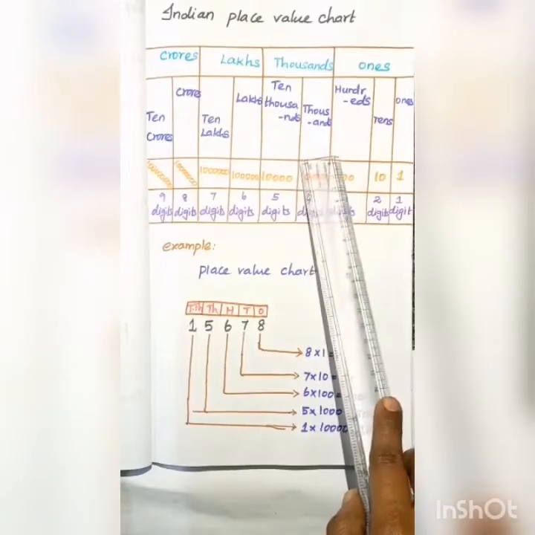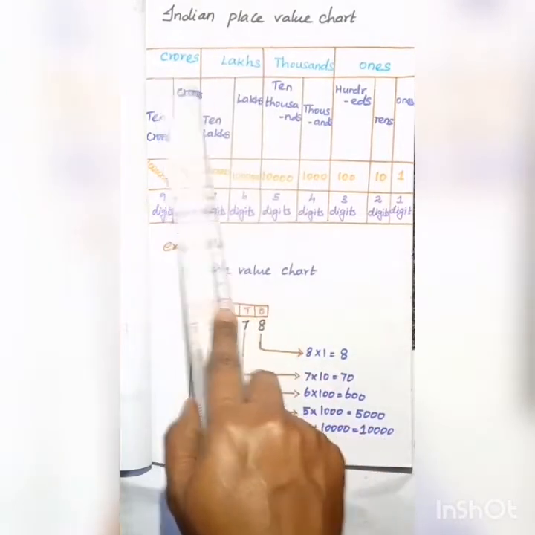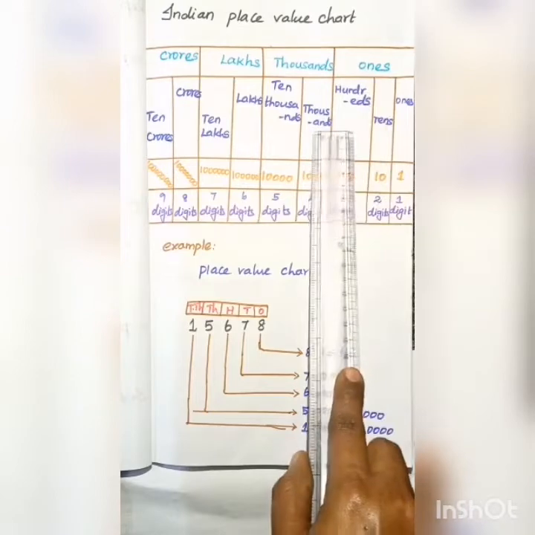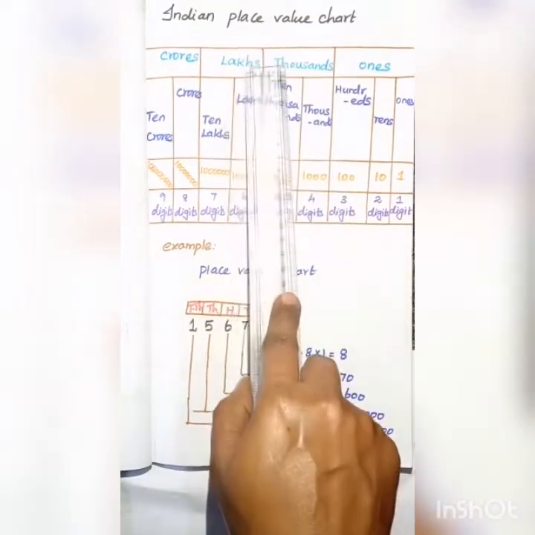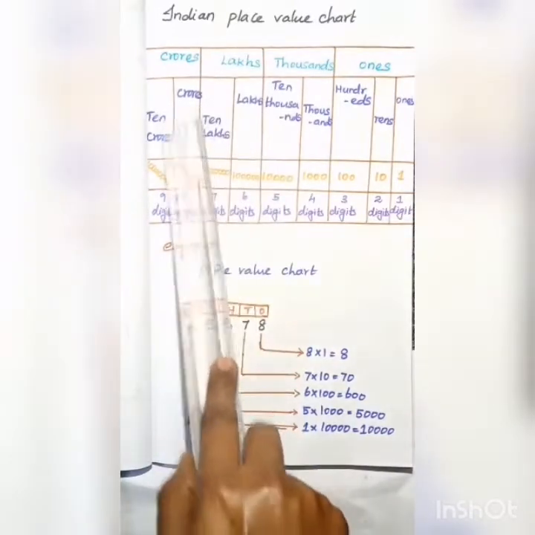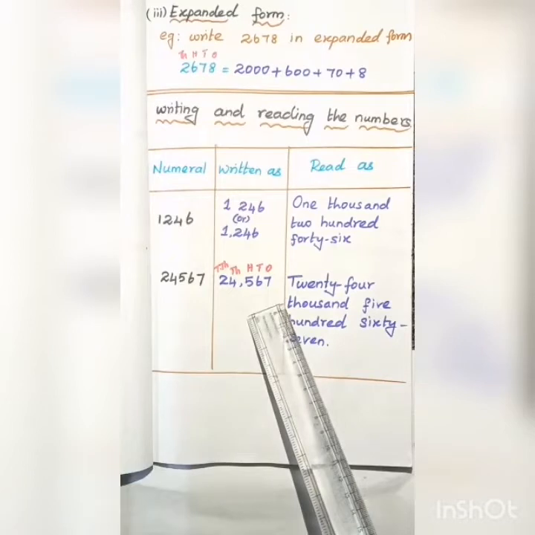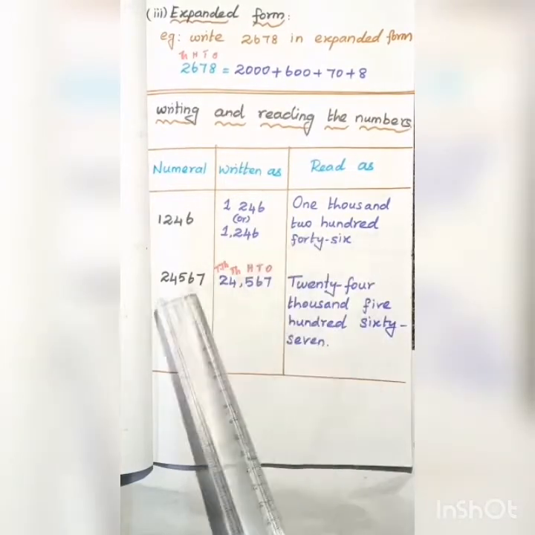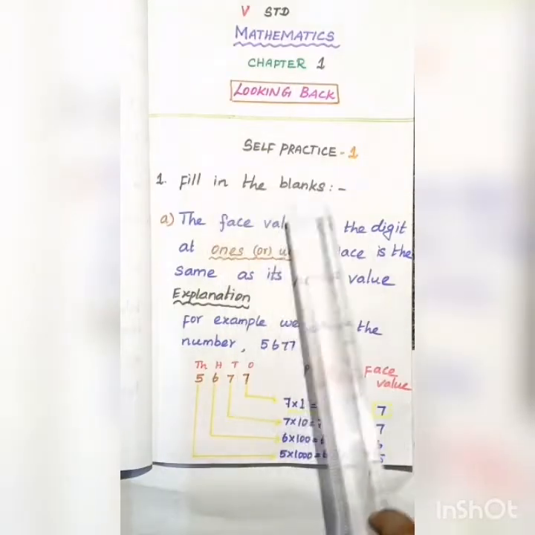This is the Indian place value chart, containing ones, thousands, lakhs, crores. Ones, tens, hundreds in the ones place; thousands, 10,000 in the thousands place; lakhs, 10 lakhs in the lakhs place; crores, 10 crores in the crores place. By using the Indian place value chart, we know how to write and read the given numerals. These are the topics we discussed in our previous class.